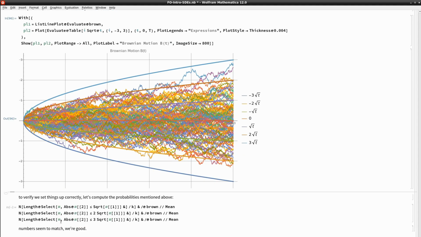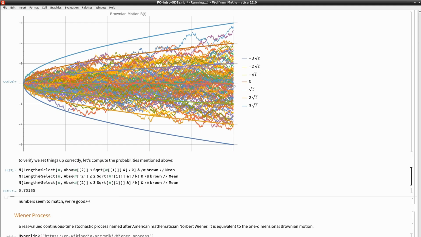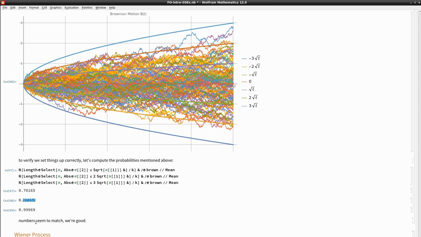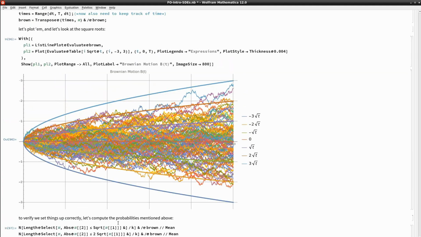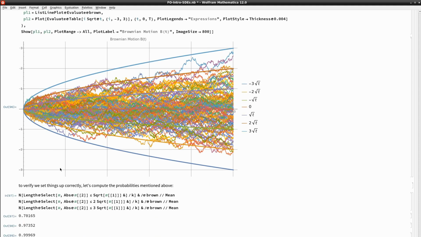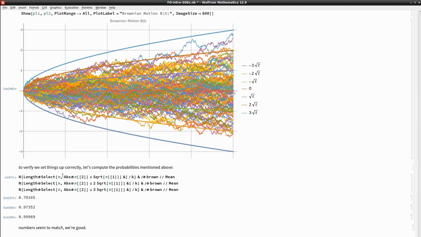Okay, so let's also compute these probabilities in order to verify these properties that we have seen above. And we get 0.70, that's not too far away, 0.97, not too far away, and we get 0.9996. The numbers seem to be a match. I think we're good with these samples. Keep in mind there's always error to this. We only took 100 samples here, right? If we took more, this would be more and more precise, and we're going to do this a little bit later.